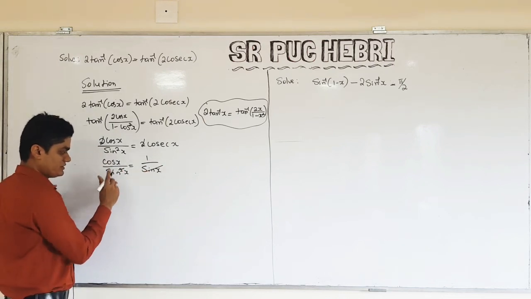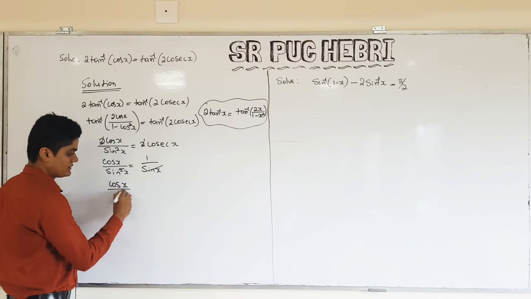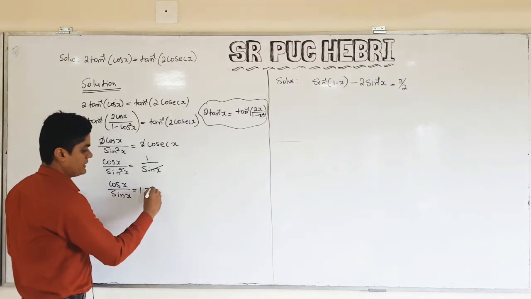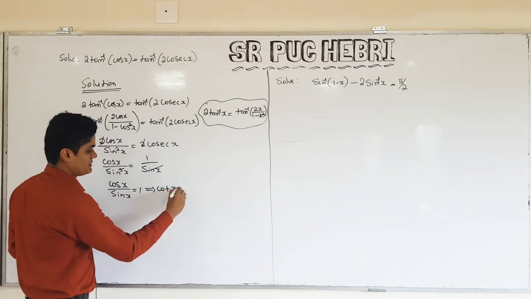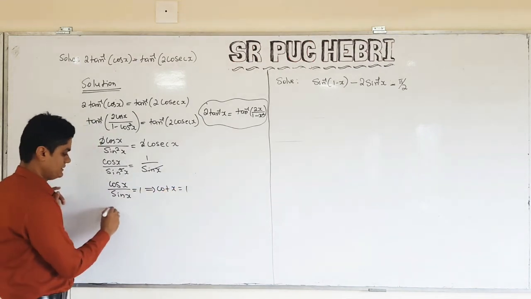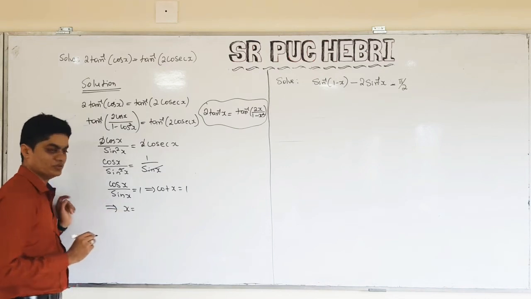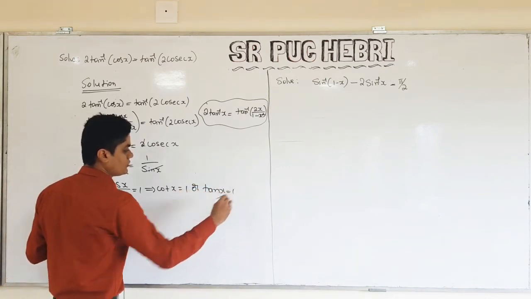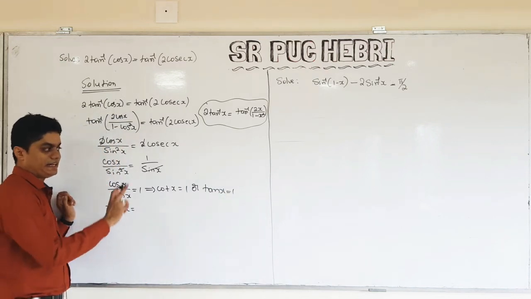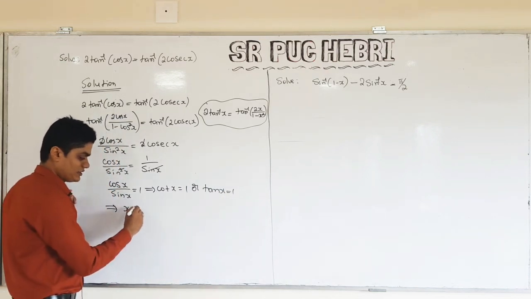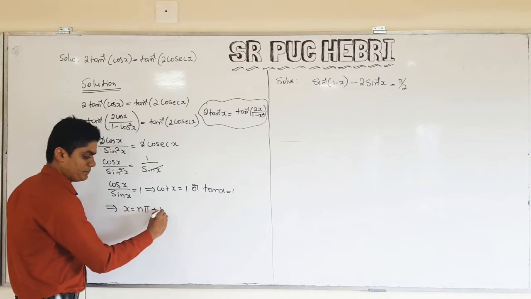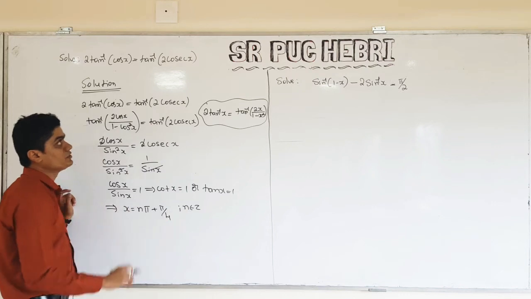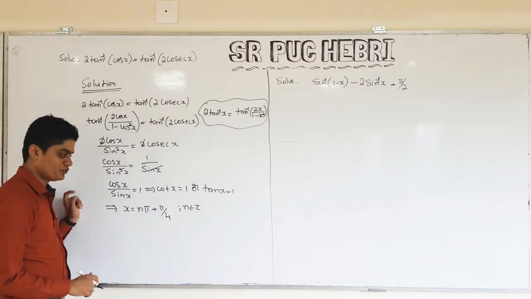So what is remaining? Cos x by sin x is equal to 1. This implies cot x is equal to 1, or you can write tan x is also equal to 1. Do you remember? If tan x is equal to 1, x is equal to n pi plus pi by 4, for n belongs to Z. Where did you learn this? Yeah, in the first basic trigonometry.